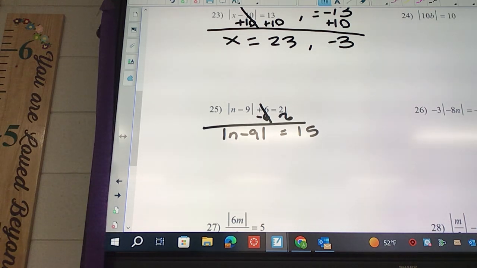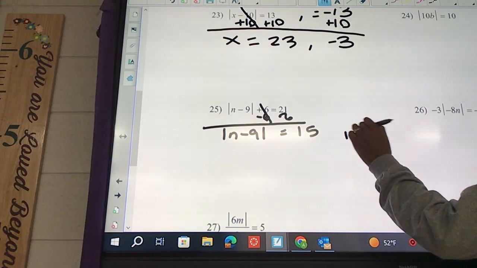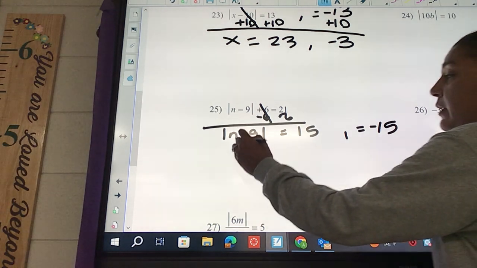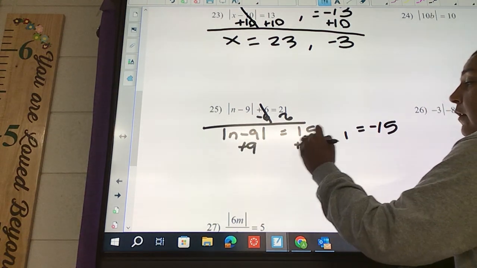Now are the bars open themselves? Yeah, so now we can say comma and make it a negative. So we're gonna say comma equals -15. So again, we have two equations, you're gonna have two answers for all these. Now how am I gonna solve for n? Plus 9, plus 9, plus 9.